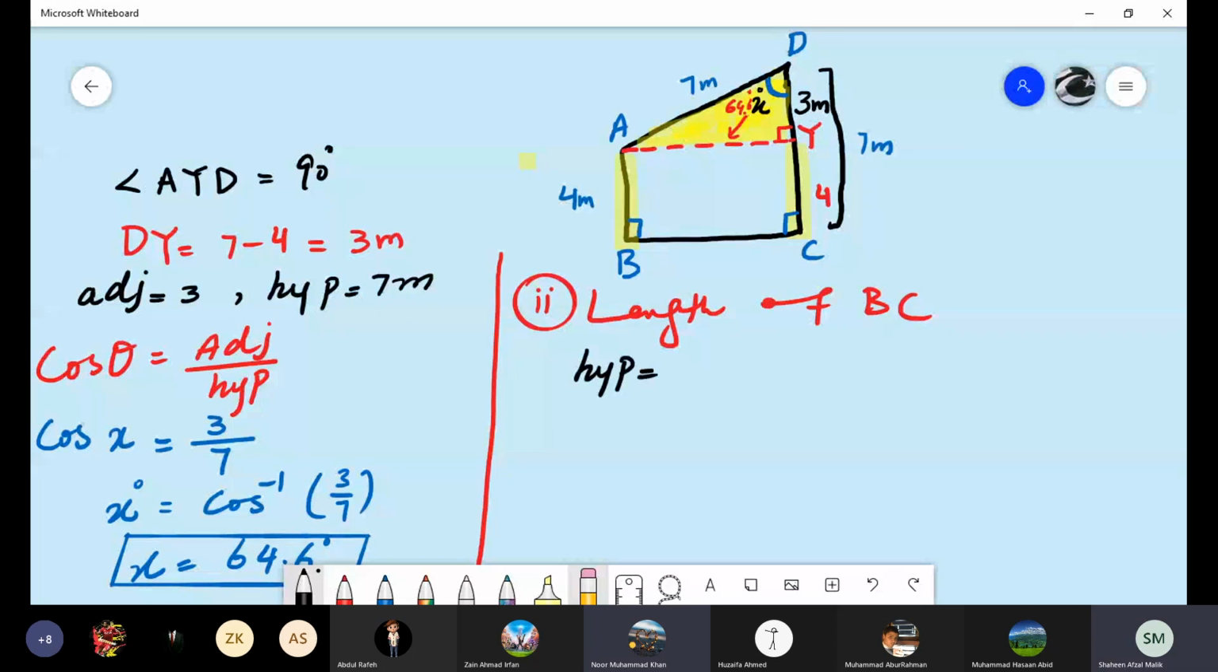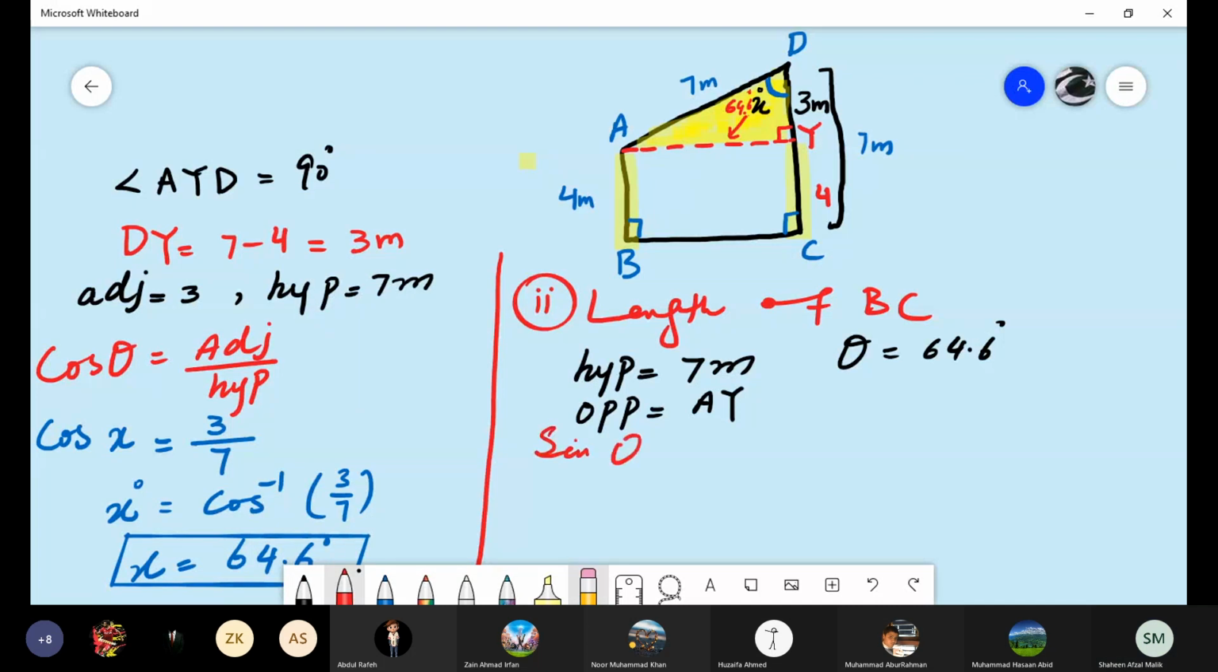Which side is it? Ma'am, it's the opposite. Hypotenuse is given, the same hypotenuse we will use, 7 meter, and opposite. What is that opposite? Opposite is AY. Actually, we want to find out AY. What is the theta here? 64.6. So which trigonometric ratio do you have to use here? Sine. Sine, well done. So go for the sine. Sine theta is equal to opposite over hypotenuse.